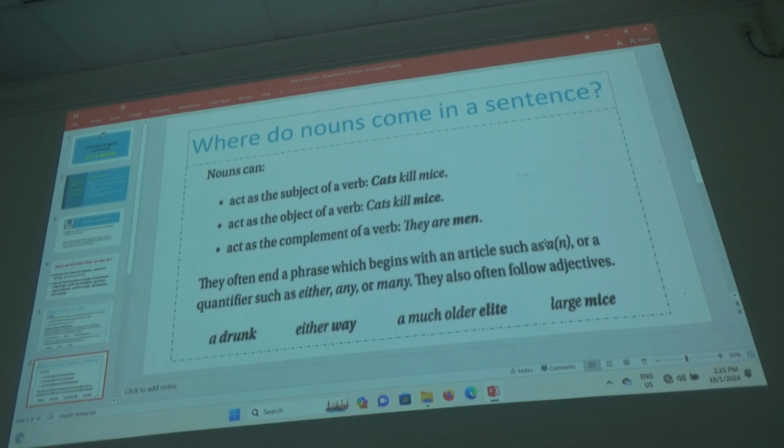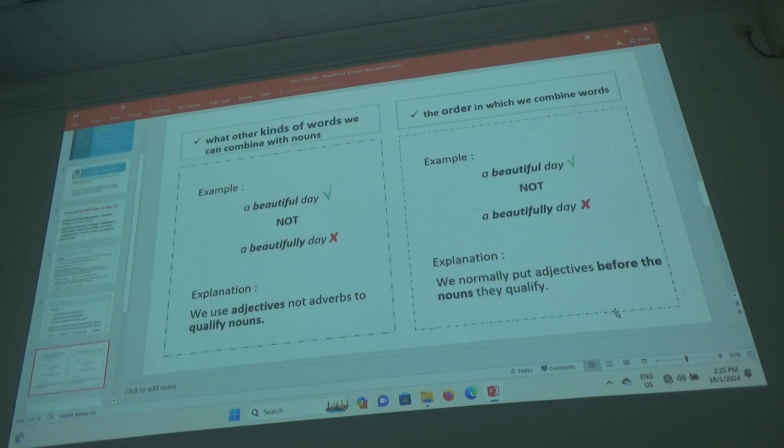Right? All of you remember that? Yeah? Okay? So a drunk. Alright? Either way. A much older elite. Large mice. So all these are nouns because they can be coming with an article or quantifier. Alright? So they are all nouns. I think all of you know that. Sometimes it's just that you get a bit confused.